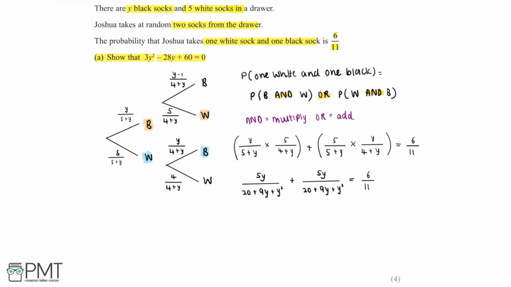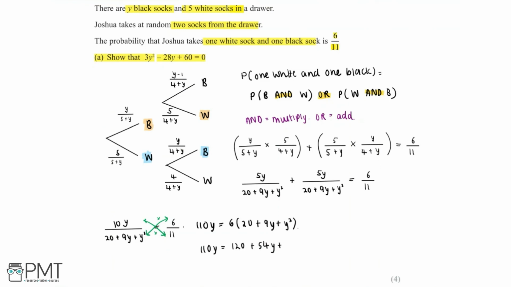Now we can add the fractions together. Since the 2 fractions have the same denominator, we just need to add the numerators. And so adding the 2 fractions together, we'll end up with 10y over 20 plus 9y plus y squared is equal to 6 out of 11. So when we cross multiply, we'll end up with 11 multiplied by 10y, that's 110y, is equal to 6 multiplied by 20 plus 9y plus y squared. Now we can simplify this by multiplying each term in the bracket by 6. And so 110y is equal to 120 plus 54y plus 6y squared.